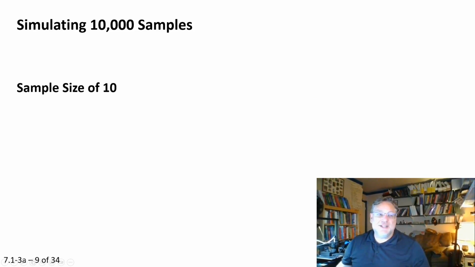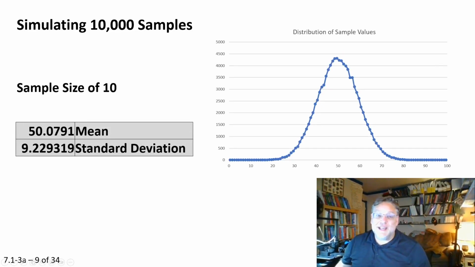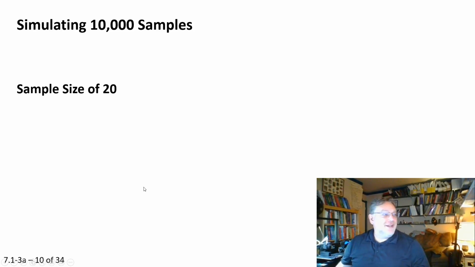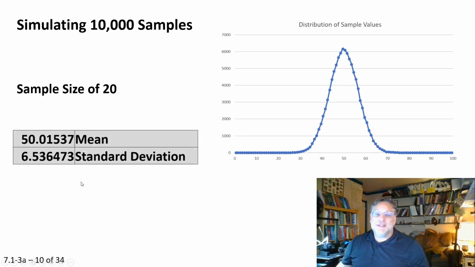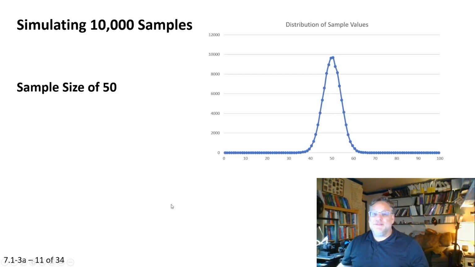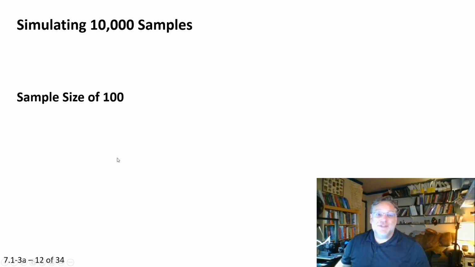A sample size of 10. It's a little bit skinnier. The mean is still the same. It's still around 50, but the standard deviation is now a little bit smaller. If we take a look at a sample size of 20, the mean is still the same, but the standard deviation is smaller still. A sample size of 50. See how this thing's getting skinnier and skinnier and skinnier? That's the idea here. The mean is staying the same, but the standard deviation is getting smaller and smaller and smaller. The sample size of 100.